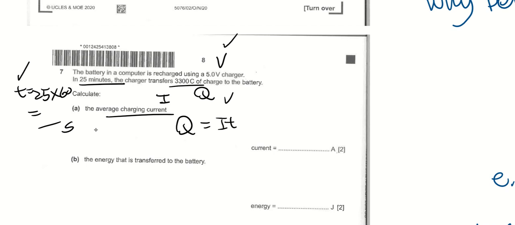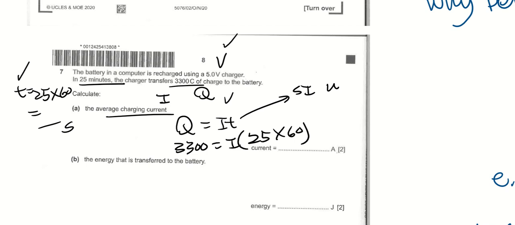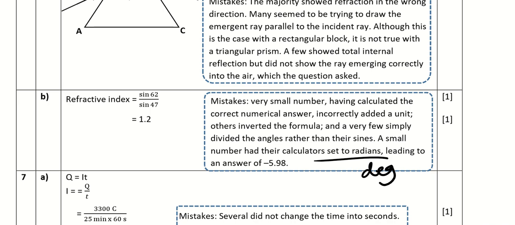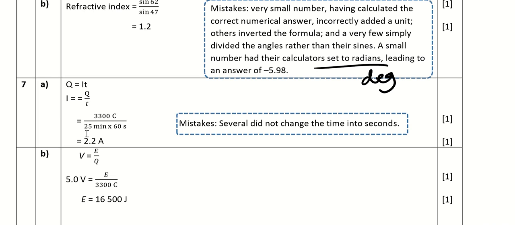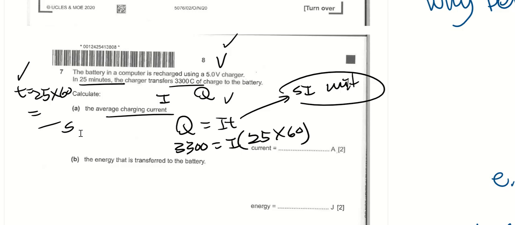Okay, I cannot overemphasize the importance of annotating the values. Okay, you must know their identity. So this is 3300. The I is unknown. The t is 25 times 60. This is an SI unit formula. Okay, you need to know this so that you can convert whatever values you have into SI units. So the current will then be 2.2 ampere. Okay, so like that you get 2 marks.